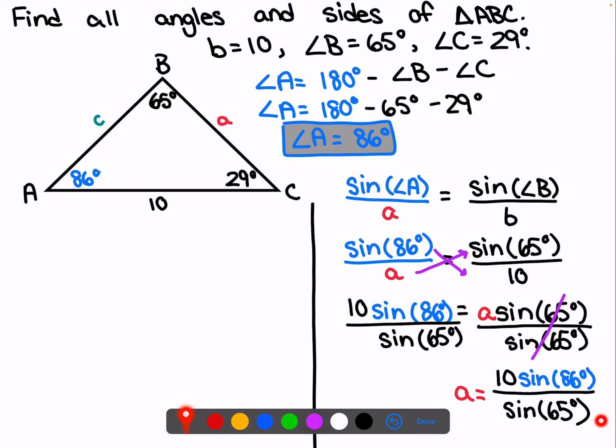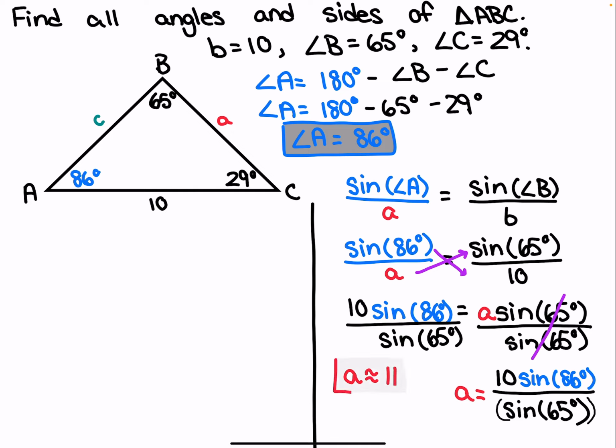This is what we're going to enter into our calculator. And make sure that you put parentheses around this. I'd suggest putting parentheses around the bottom, and you should be good, but make sure that you are entering it in, parentheses and all. Entering this into our calculator will give us a is about 11.